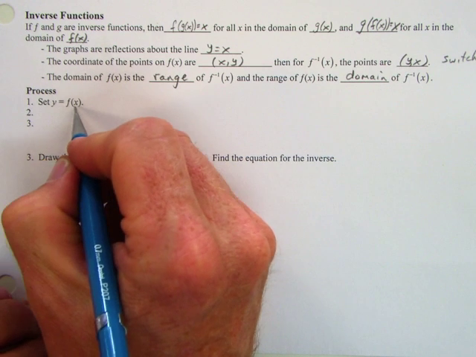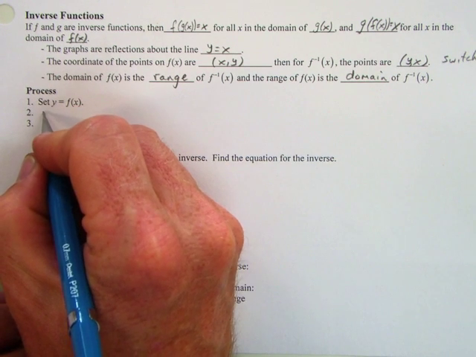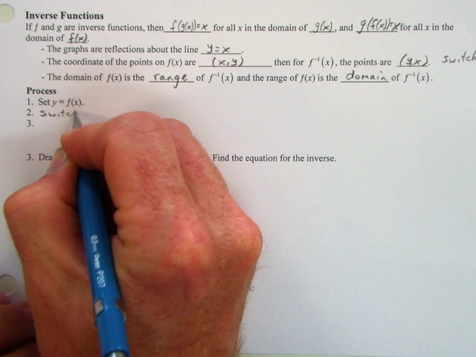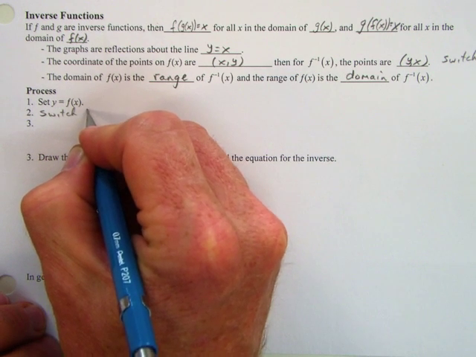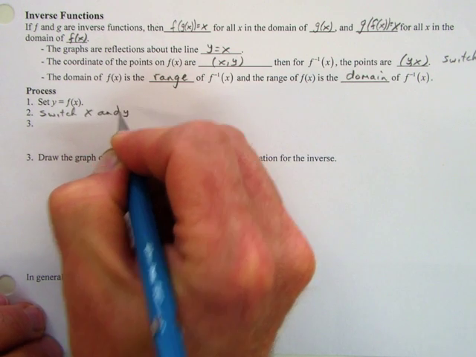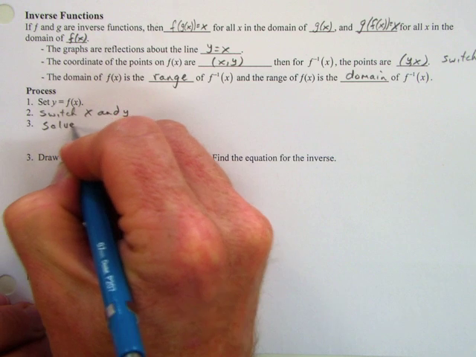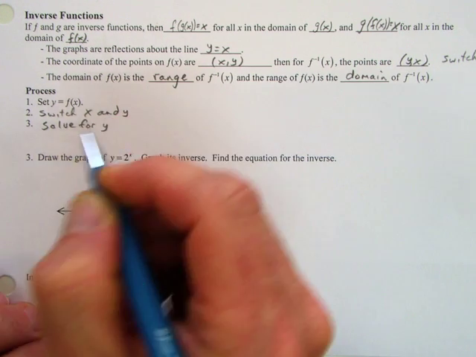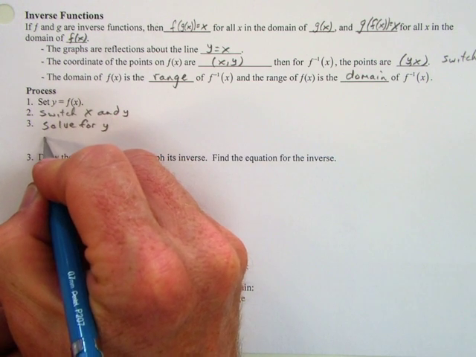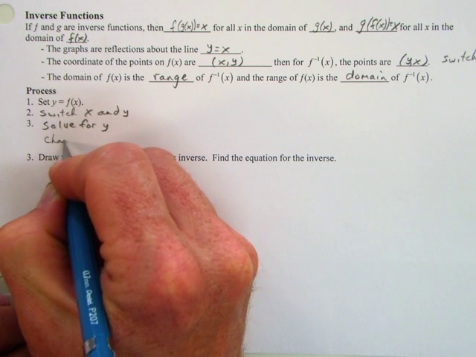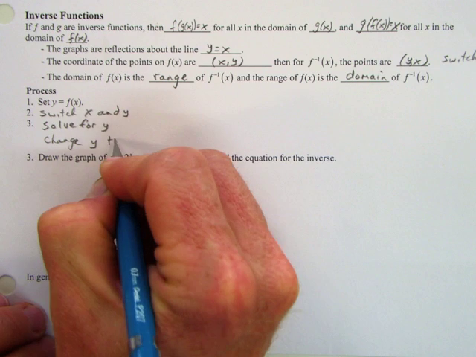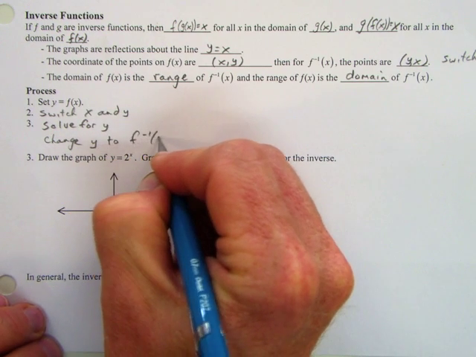Our process: set y equal to f of x, switch x and y, solve for y. I could actually add one more thing. For the very last line, change y to f inverse of x.